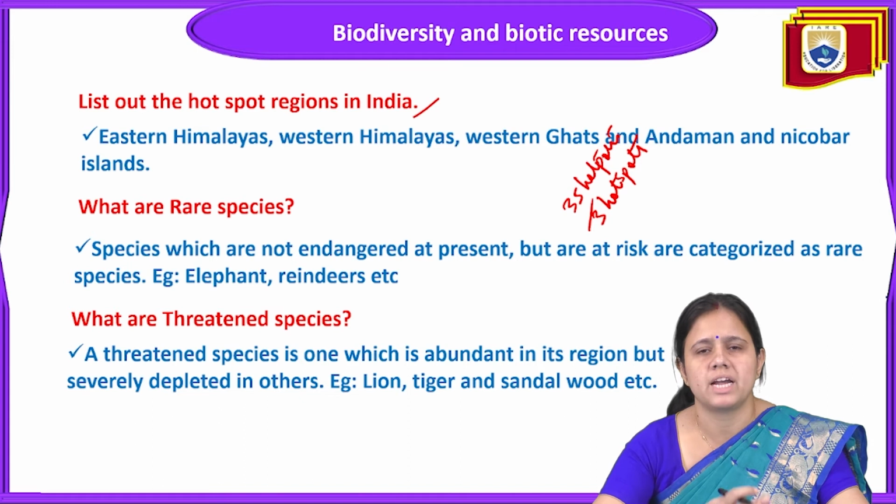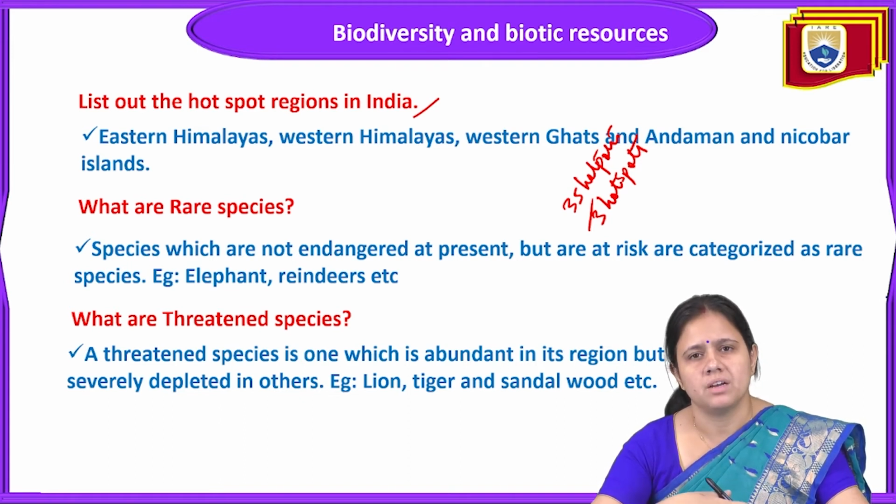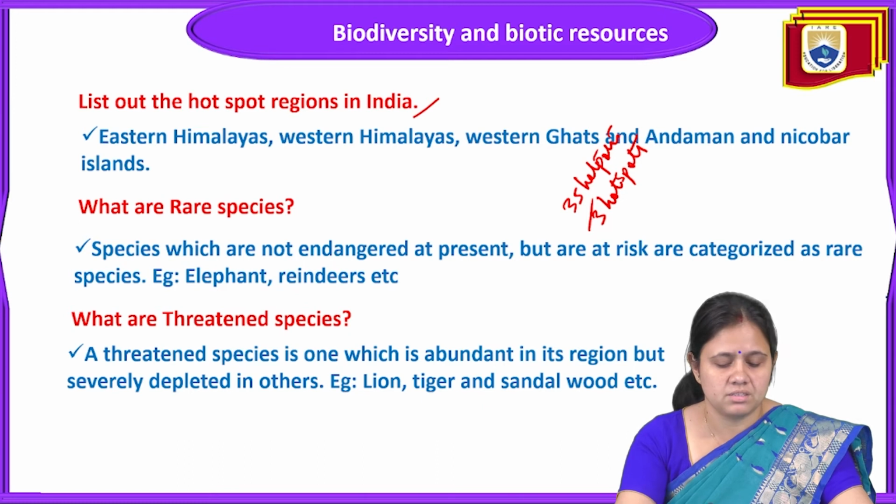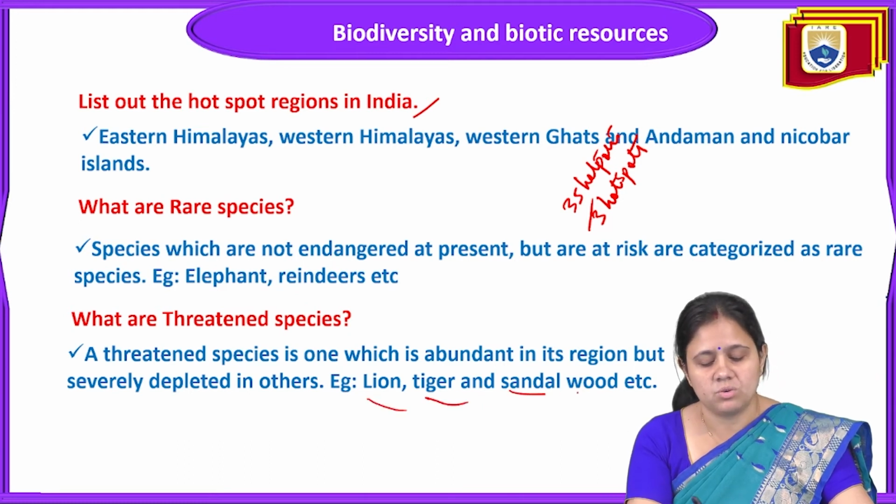Means those species that are under threat of becoming endangered, rare, or critically endangered are called threatened species. An example of threatened species is lion, tiger, sandalwood, etc.